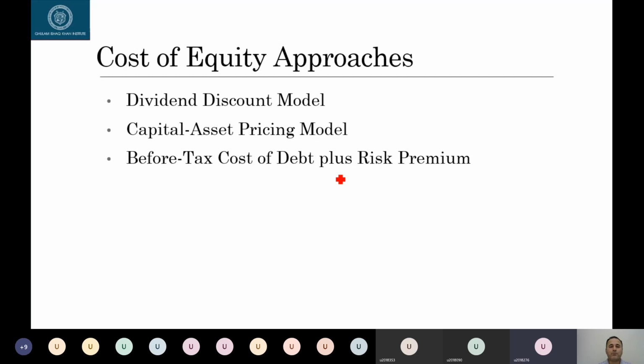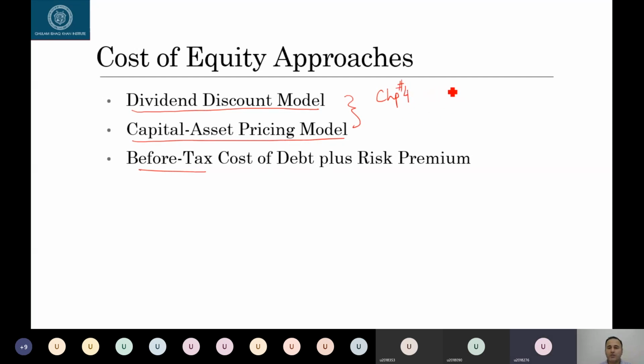Now, calculating cost of preferred stock was not that difficult. Cost of equity, which is like common stock, is a little bit more demanding compared to cost of debt or cost of preferred stock. We will use the same 3 approaches, 3 assumptions. So these were the 3 assumptions. We already covered that in chapter number 4.